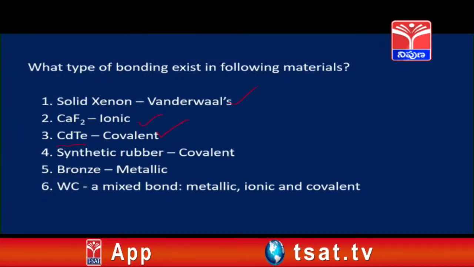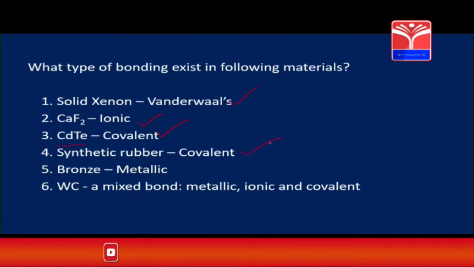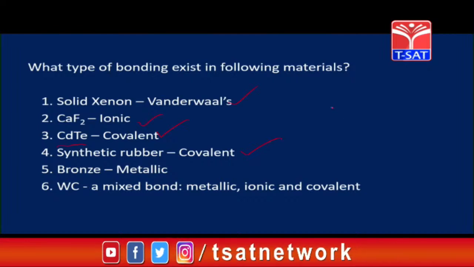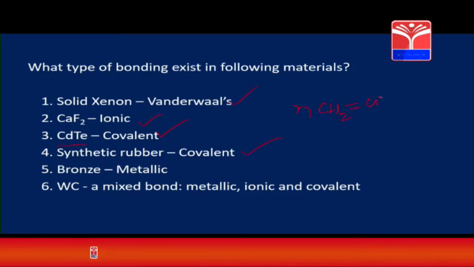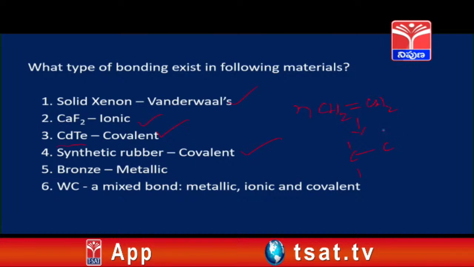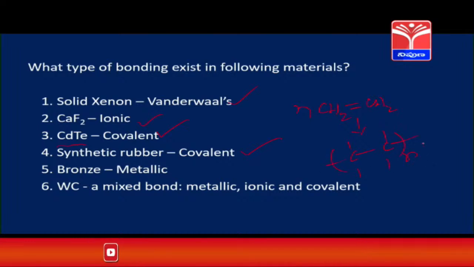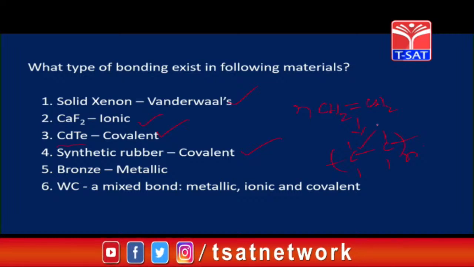Synthetic rubber, which is nothing but a polymer, what is the type of interaction? Covalent. A polymer, for example, if I say polythene, n number of CH2 molecules combine to give a giant macromolecule that is called polythene. This is polythene. So, what is the nature of bonding here? It is covalent.